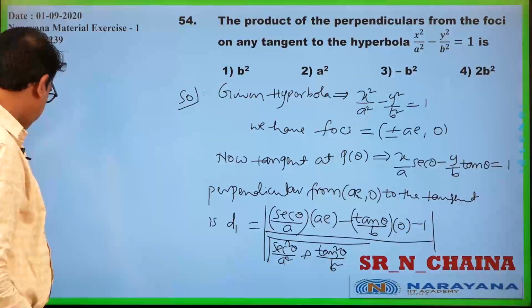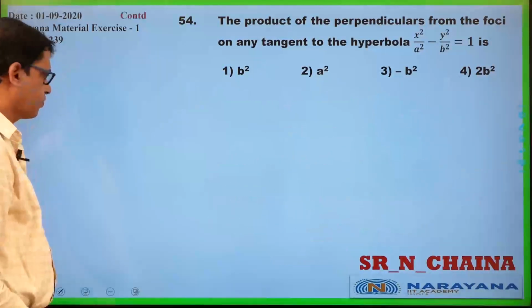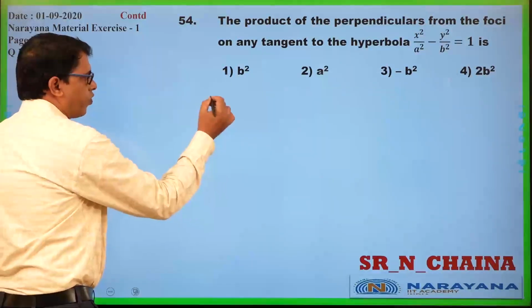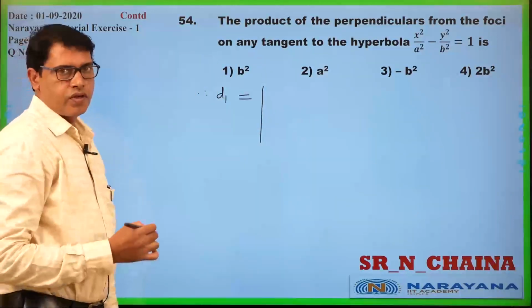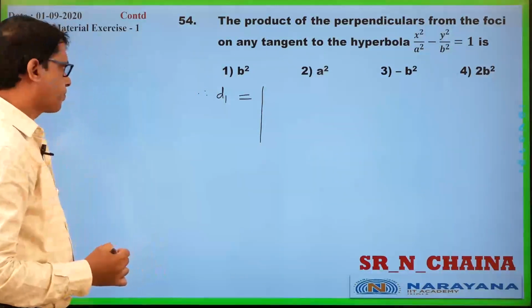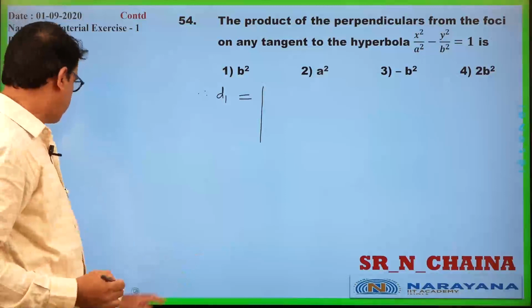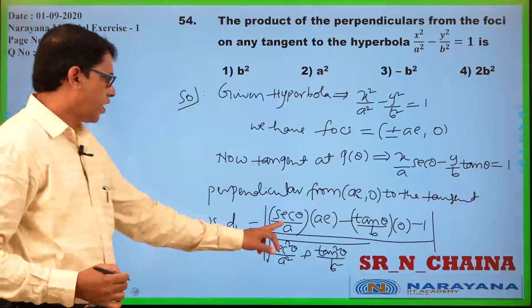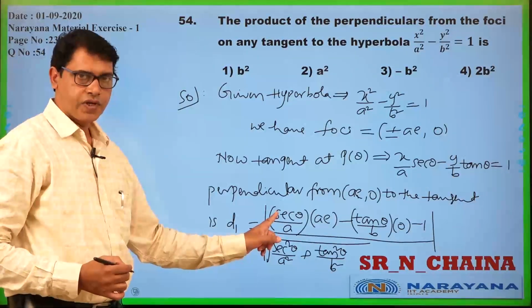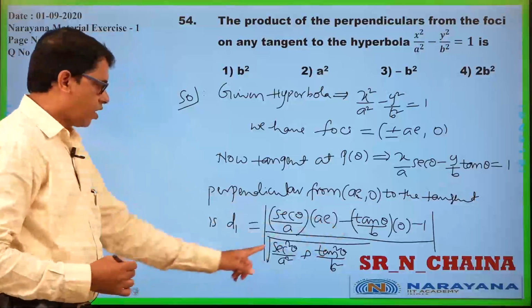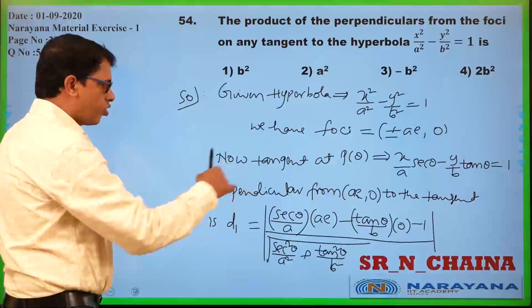Therefore d1 equals to mod of... So once back to the previous page. Here a cancels out. So here we are left with: e secant theta minus 1 upon b square secant square plus a square tan square, and ab goes to numerator.